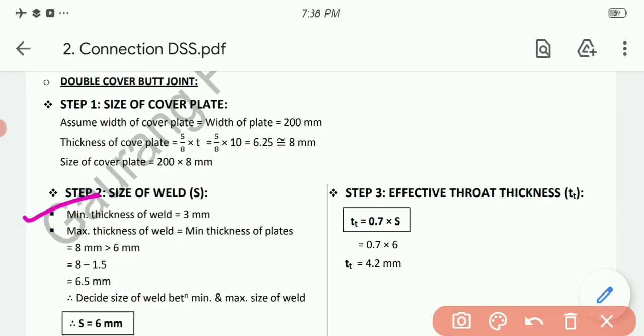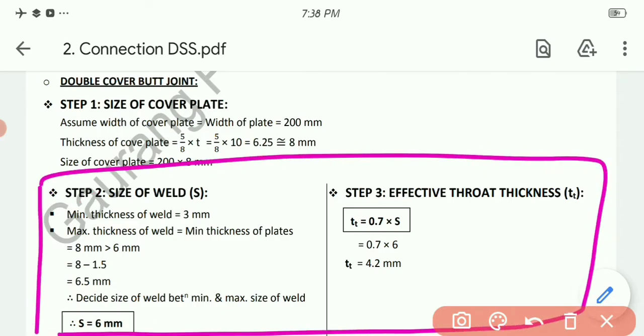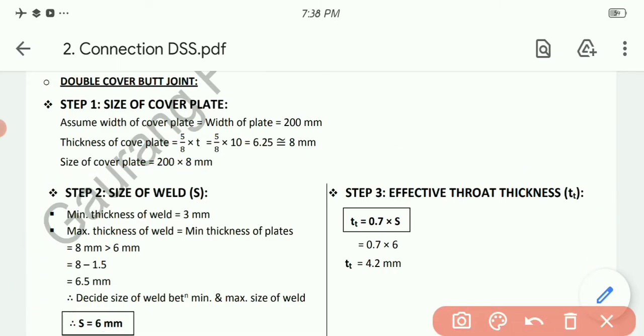Then the size of weld, which we have already calculated in the first case. Over here I will show the calculation again, because maybe it can be asked in two different manners. Either it can be asked separately as a lap joint or separately as a butt joint. So for that we have done this part. Obviously in the first lap joint we discussed the size of weld, that is 6 mm, and in this one, one criterion will be different.